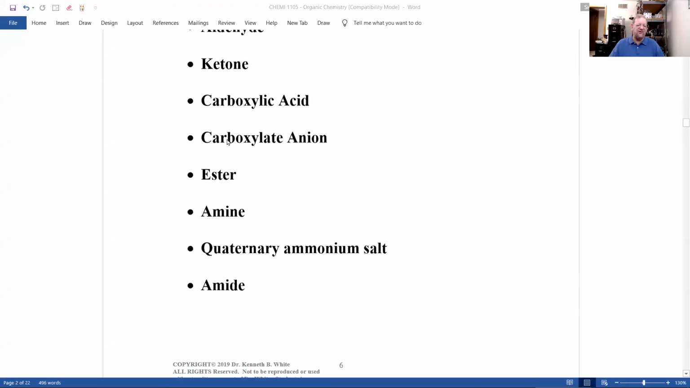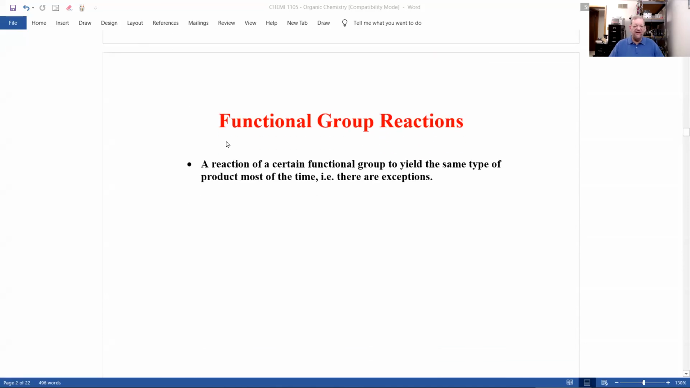Now I'm going to come back to this slide. Again, functional group reactions are a reaction of a certain type of functional group to yield the same kind of product most of the time. There are sometimes exceptions. By the way, the letters i.e. are Latin for "that is."